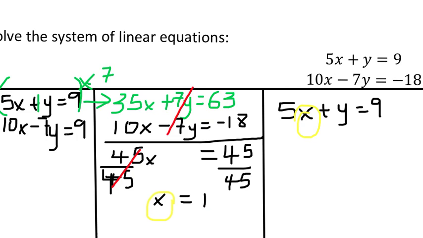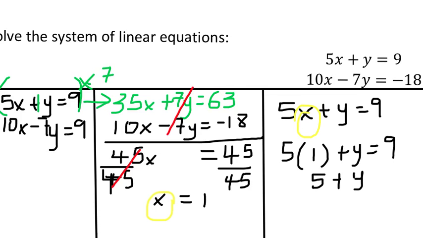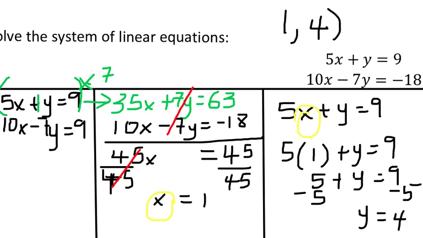Because x is circled here, we're going to replace x with 1. So this is going to give me 5 times 1 plus y equals 9. Well, that means 5 plus y equals 9. And if I subtract 5 on both sides, then y is equal to 4. So my solution here is 1 comma 4, because x is 1 and y is 4.